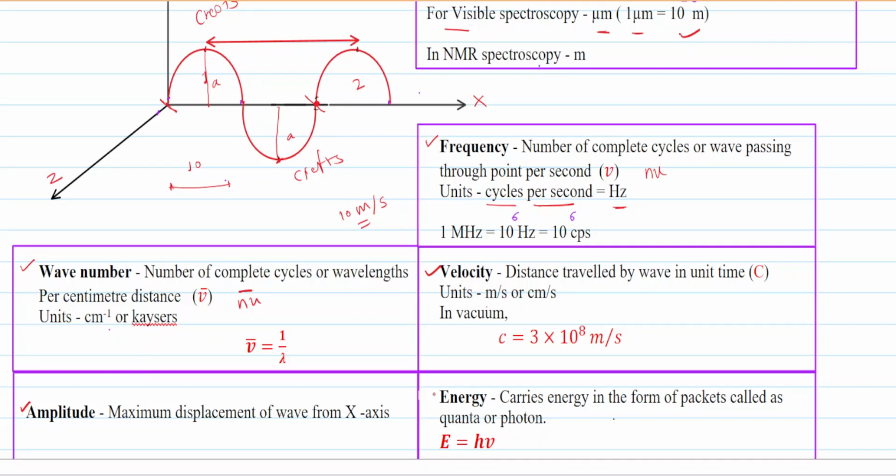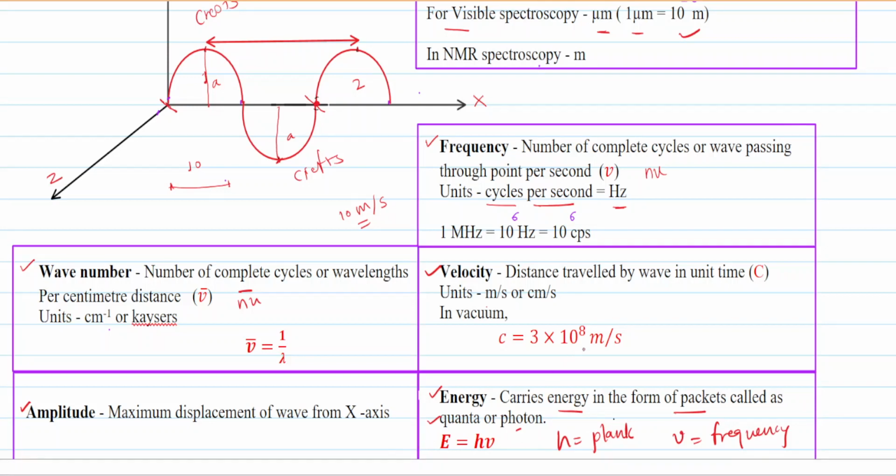The last characteristic of electromagnetic radiation is energy. Each and every electromagnetic radiation carries energy in the form of packets, called quanta or a photon. It is a discrete amount of energy. This energy is given by E equal to h nu, where h is the Planck constant and nu is the frequency. So the energy is directly proportional to the frequency.